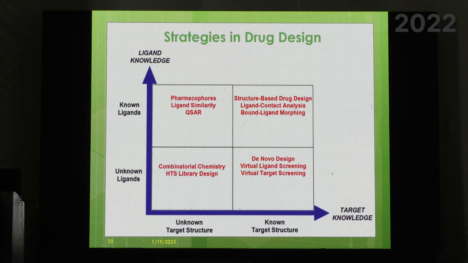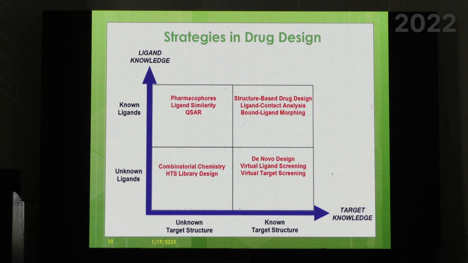So here I've broken the paradigm into four quadrants. Here is information about ligands, and here is information about my structure. On the y-axis is information about the target. The target is whether I'm going to inhibit an enzyme or a DNA or a lipid or a receptor, whatever macromolecule I'm going to inhibit in order to bring control over my disease. And on this side is what knowledge I have about the ligands that interact with this target.